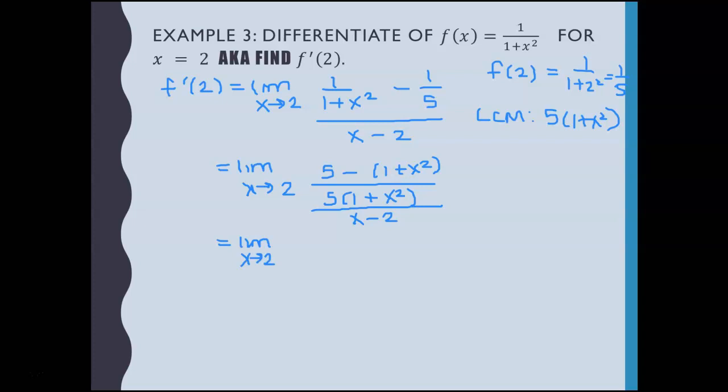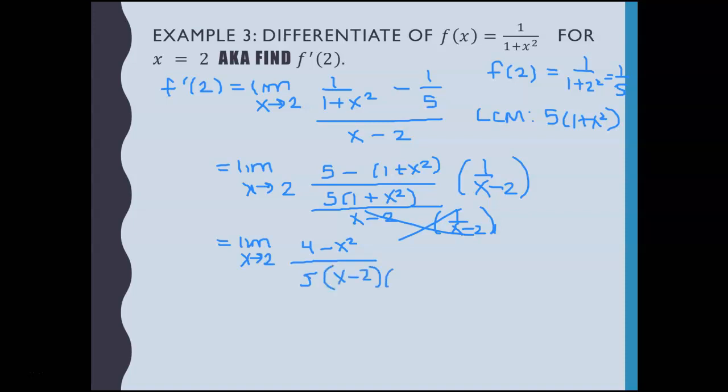So 5 minus 1 is 4 minus x squared, all over... We know that if we have a fraction over a fraction, you can multiply by the reciprocal of the denominator. So that would cancel, and that puts the x minus 2 with this. So you get 5 times x minus 2, times 1 plus x squared.